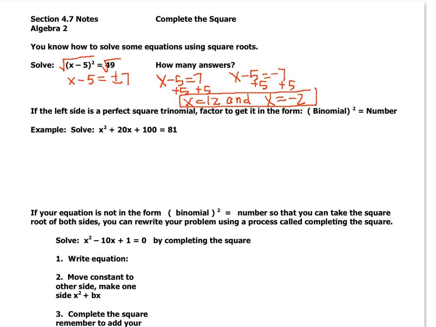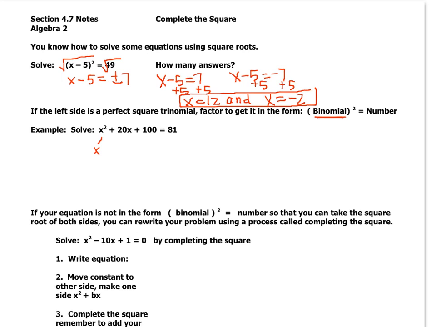So notice what we want to know here is if our left side is a perfect square trinomial, well then we can factor it to get it in this form. We can say we have a binomial squared equals a number. So we're going to try to do this factoring. We're going to try to make them into a perfect square trinomial so that we can do this. And here's an example of what I want it to look like.